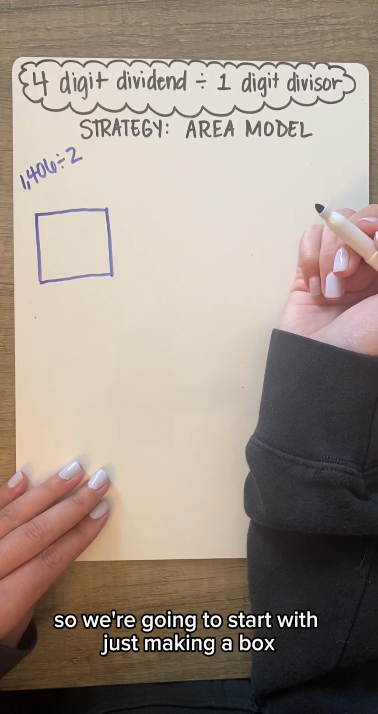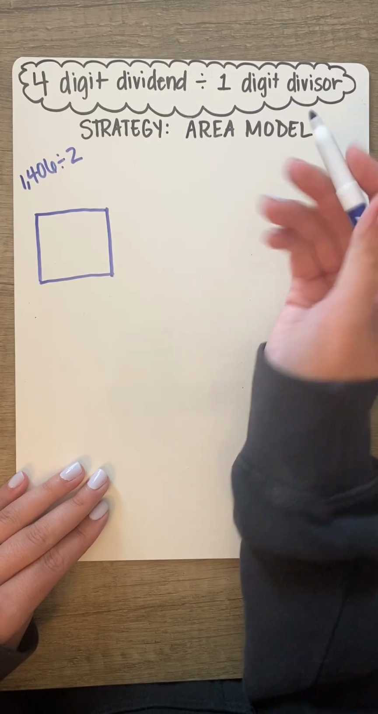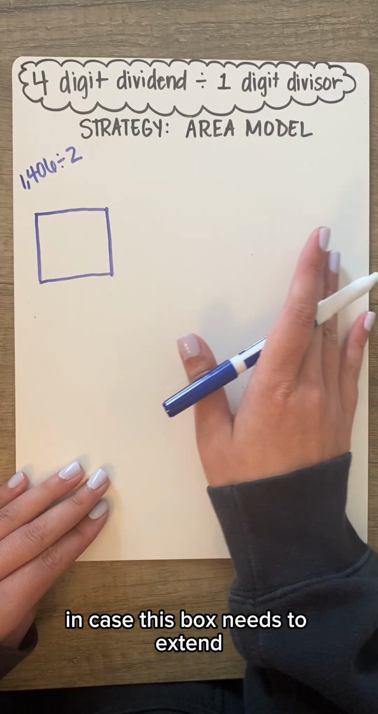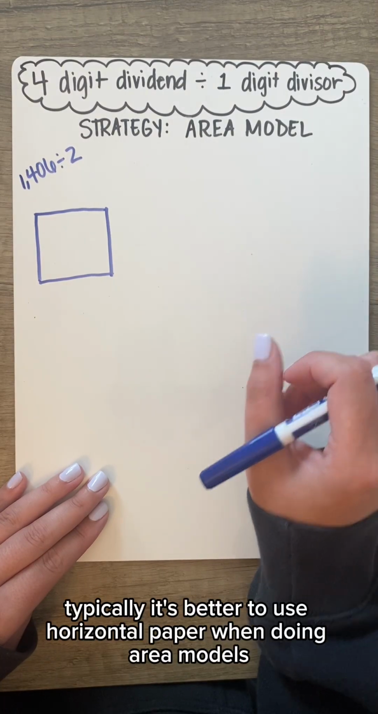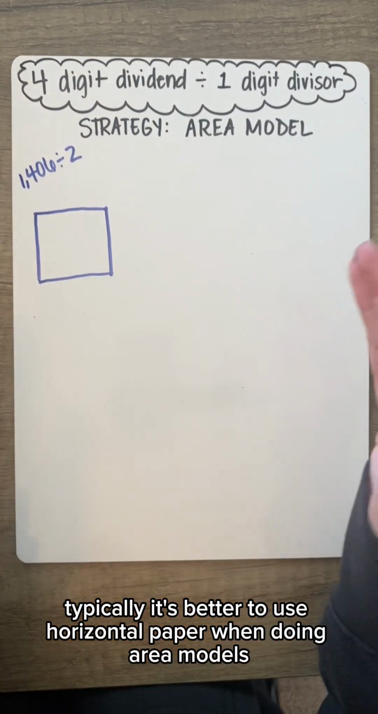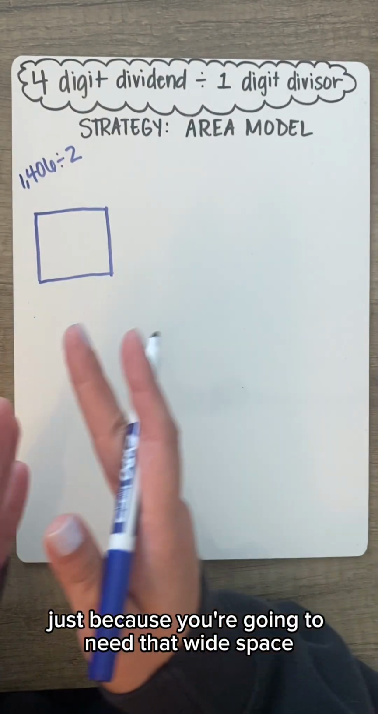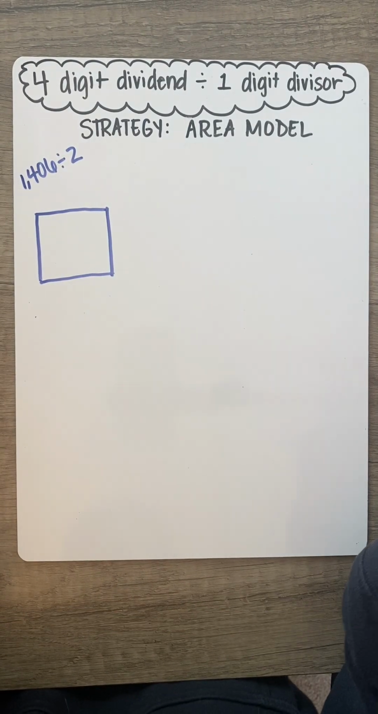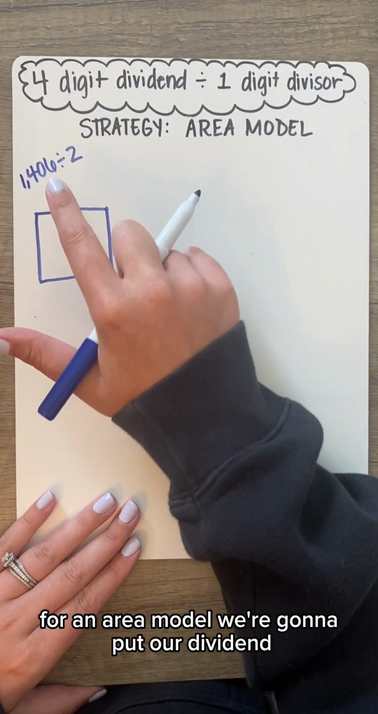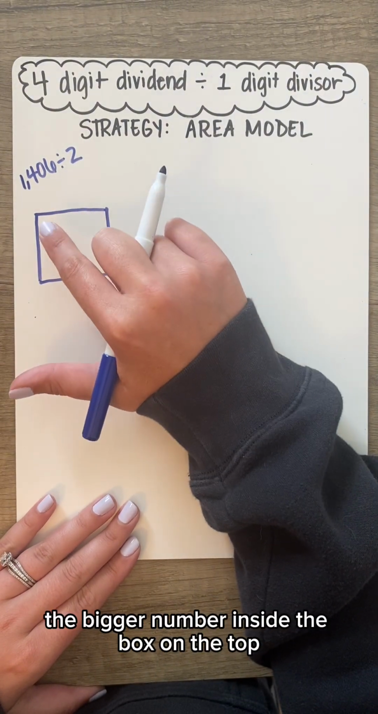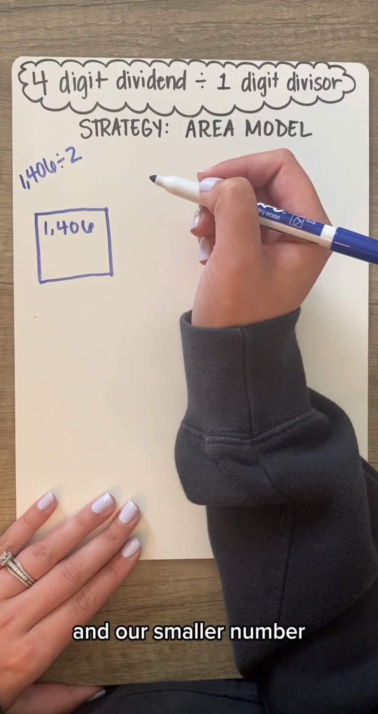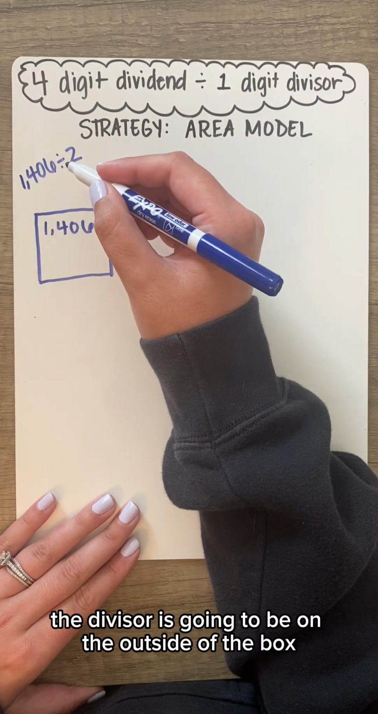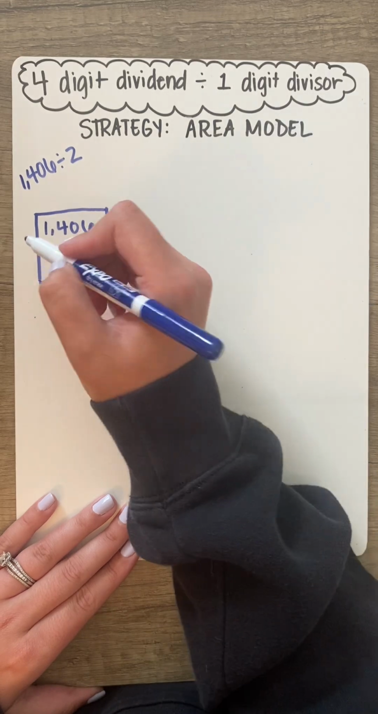So we're going to start with just making a box. We want to make sure that we've got enough room in case this box needs to extend, which it surely will. Typically, it's better to use horizontal paper when doing area models just because you're going to need that wide space. For an area model, we're going to put our dividend, the bigger number, inside the box on the top. And our smaller number, the divisor, is going to be on the outside of the box.